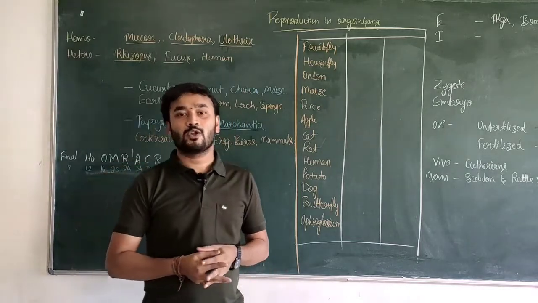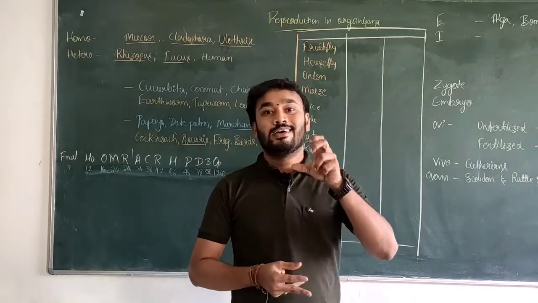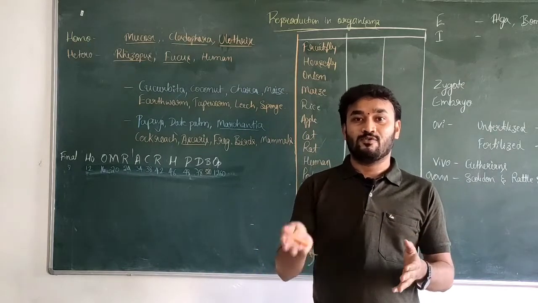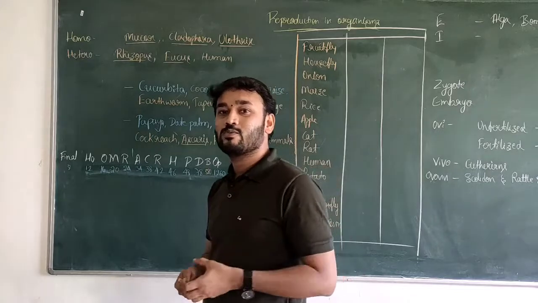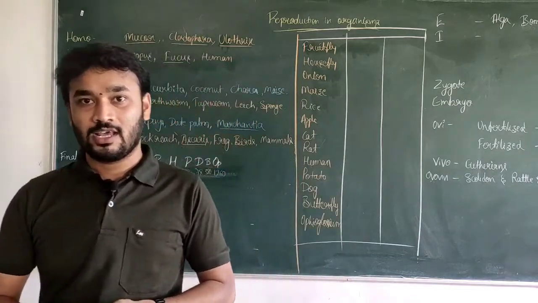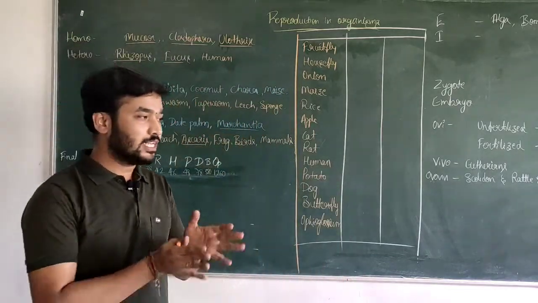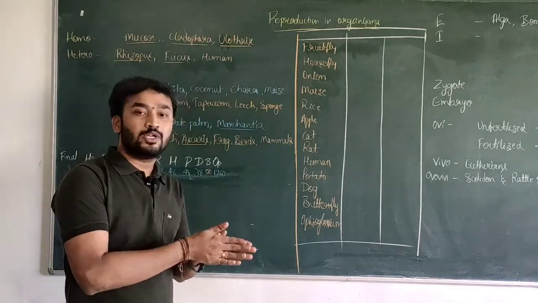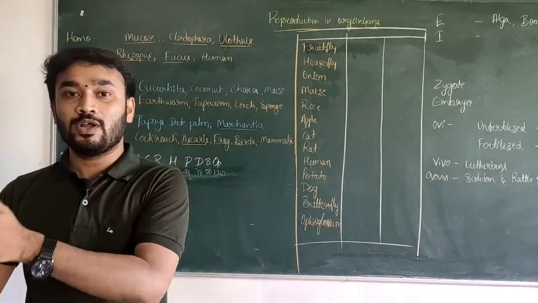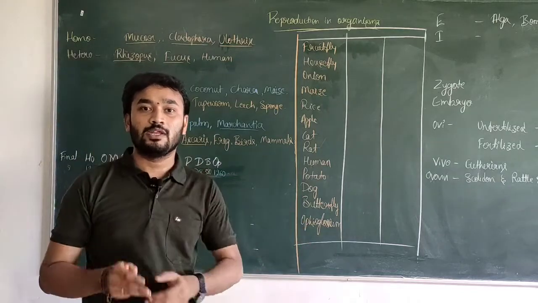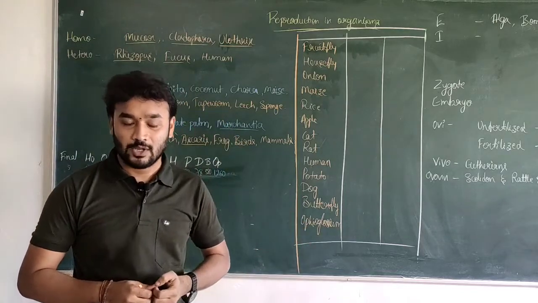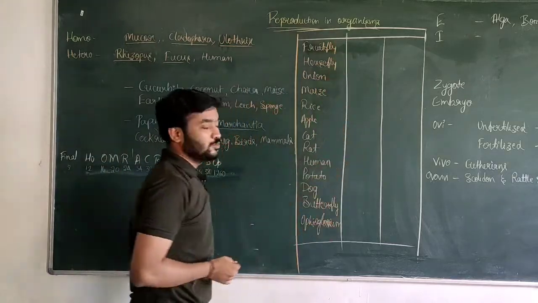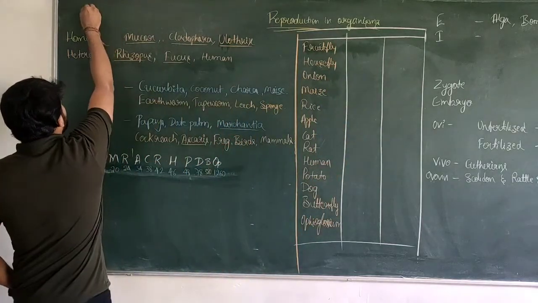Today, in this session, we are going to discuss the stages before and after fertilization, that is, the events that take place during sexual reproduction. As we know, the events during sexual reproduction run from the formation of gametes to the development of a new individual. The whole process has been divided into three major events.